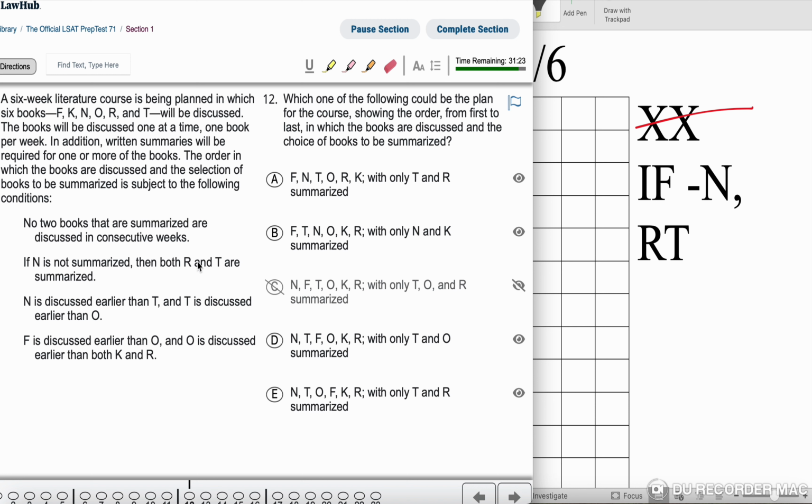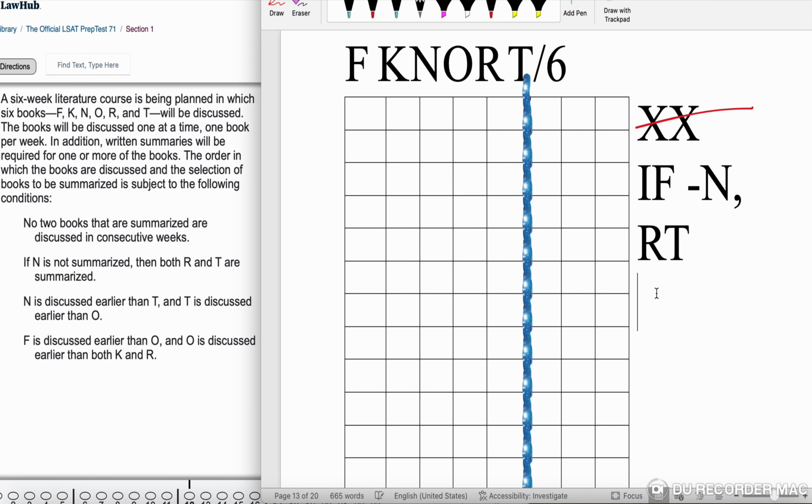Now for the next condition, if N is not summarized, then both R and T are summarized. Choice D has N not summarized, but it has O in there. It's supposed to be R and T, so go ahead and remove it. Third variable, N, is discussed earlier than T. And T is discussed earlier than O.